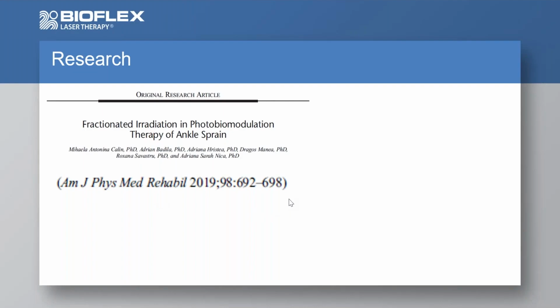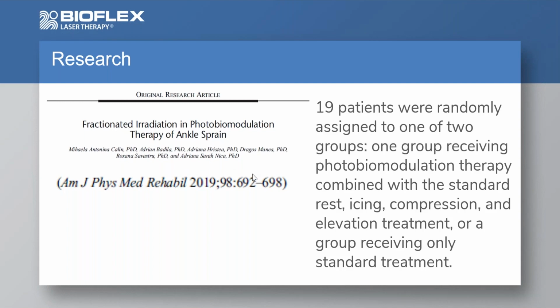Research-wise, there's a couple of papers. Now, it's not a lot on ankle sprains specifically. This one is the most recent one. They did a really interesting technique. They called it fractionated irradiation of photobiomodulation in ankle sprains. This was by the American Journal of Physical Medicine and Rehabilitation. They looked at 19 patients. They were randomly assigned. One group received photobiomodulation therapy in this what's called fractionated irradiation, I'll explain that in a sec, along with rest, ice, compression, elevation, and then a sham group, then a group that received only standard treatment without the laser.